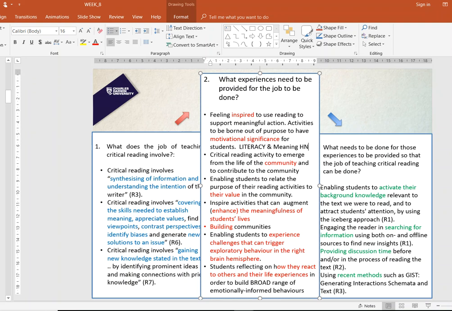Fill the form, complete the spreadsheet. You know, every time I complete the spreadsheet to get the money from the taxpayers, Australia's bank account goes lower, but the output from the whole activity hopefully will be benefiting the whole community. So again, the critical reading activity is to emerge from the life of the community and to contribute to the community. Again, the concept of literacy. Enabling students to relate the purpose of their reading activities to their value in the community. Again, the concept of literacy.